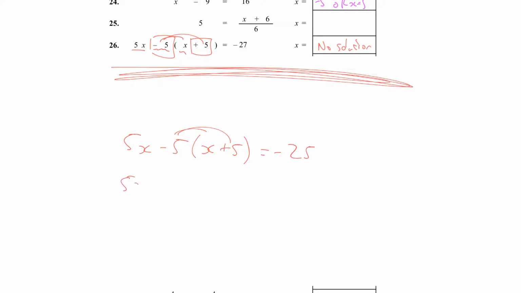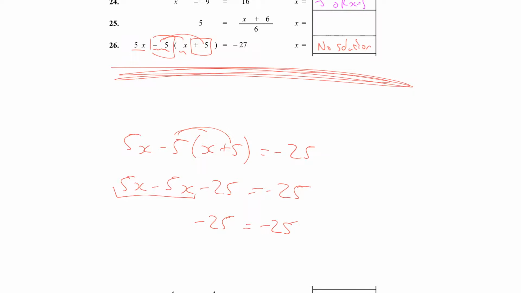And our new question says that 5x minus 5 times x plus 5 equals minus 25. New question, remember? Let's distribute this. So 5x minus 5x minus 25 equals minus 25. Great stuff, you say. 5x minus 5x gives you 0. So minus 25 equals minus 25. So it doesn't really matter what x we put in this case.